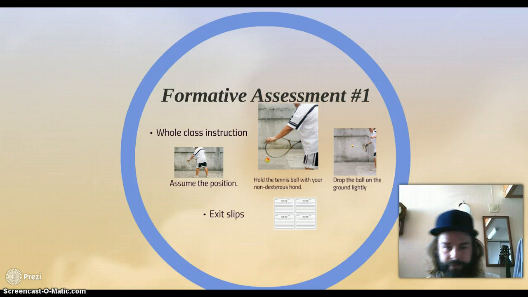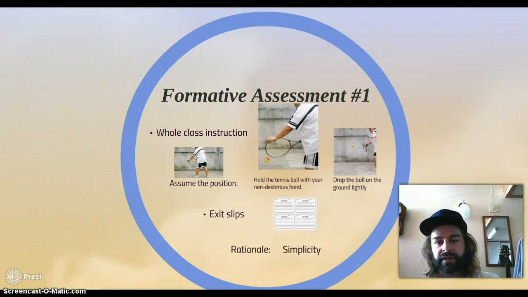Pretty simple. The rationale, obviously, is it's simple, and it helps give you an idea where your students are individually. You're going to have specific data knowing where they are. So it's a pretty simple and effective way for a formative assessment.